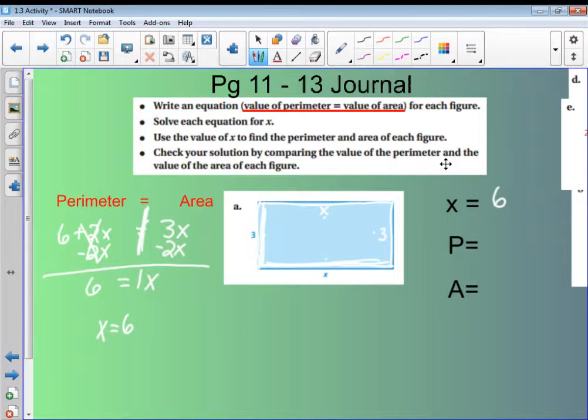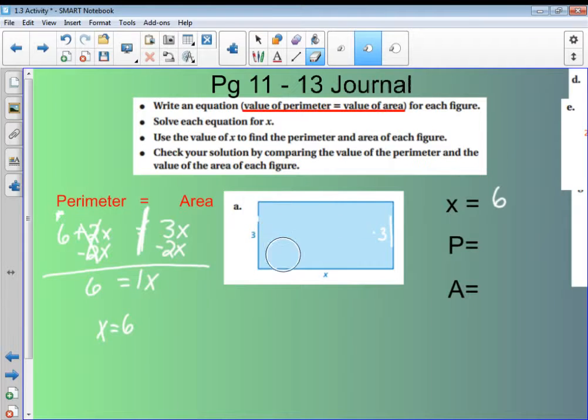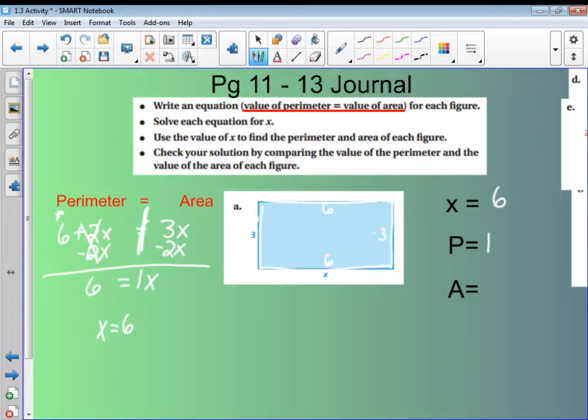Now I'm going to substitute in 6 where x is. I can either go to my equations over here and substitute in, or I can do it on the picture. I'm just going to do it on the picture on this one. So if I substitute in 6 where I had x initially on these figures, this is 6 and this is 6. If I do my perimeter, 3 plus another 3 gives me 6, plus 6 is 12, plus 6 gives me 18. I don't have dimensions on this, so it's just 18 for now.